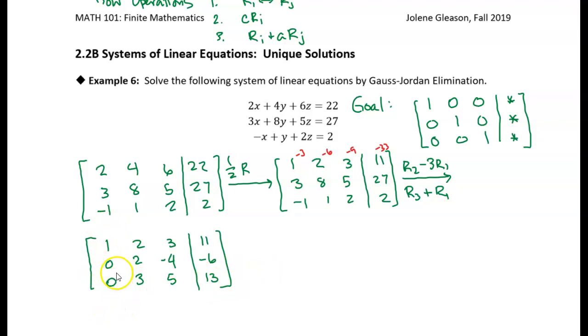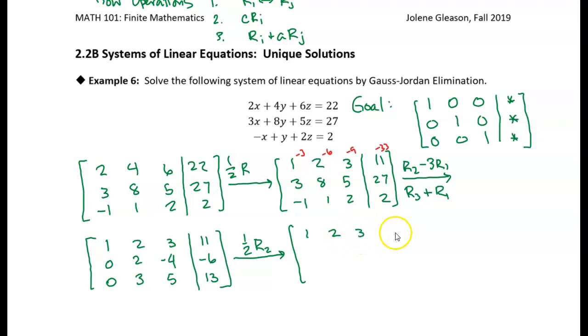So I'm going to move on now to column 2, and I'm going to try to get 0, 1, 0. That's my goal, to make that into 0, 1, 0. Well, let's see. What should I do? First thing I can see, everything in the second row is even, so I can just take half of it. So I'm just going to take 1/2 of row 2. That gives me the 1 where I want it also. So that's nice.